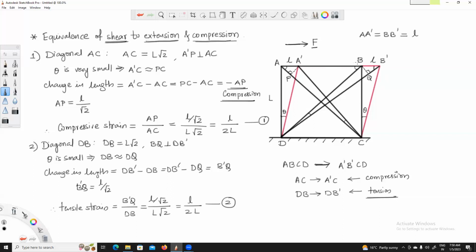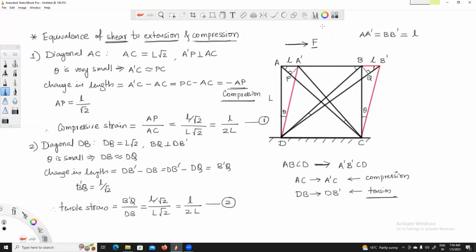Let me revise it quickly. Initially it was a cube. I have drawn a front face A, B, C, D. The bottom surface was fixed. Now I have applied a tangential force on the top surface AB, and it has shifted to A dash B dash, right? The shifting of the top surface is by a small distance l. Capital L is the length of the cube, and the angle by which it has distorted is very small. Then I drew the two diagonals of the front face and observed that one diagonal has decreased in length and the other has increased, which means one diagonal is under compression and another is under tension.